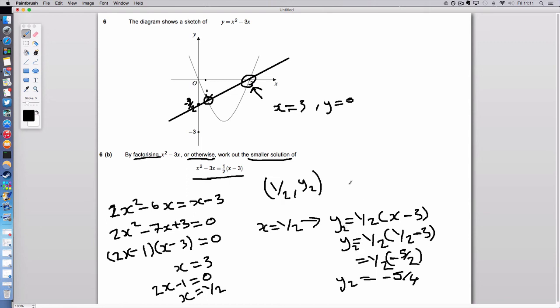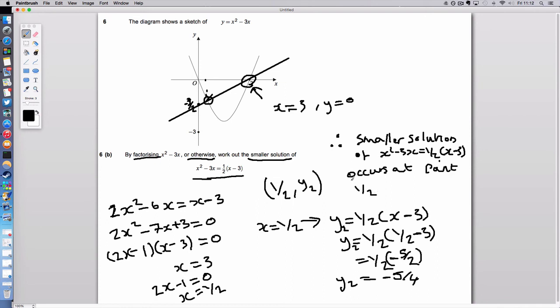Therefore, we can conclude that the smaller solution of x squared minus 3x equals a half times x minus 3 occurs at the point a half, minus 5/4, right? And this will give you the marks available for the question. Okay, so that's it on question 6. See you in the next part.